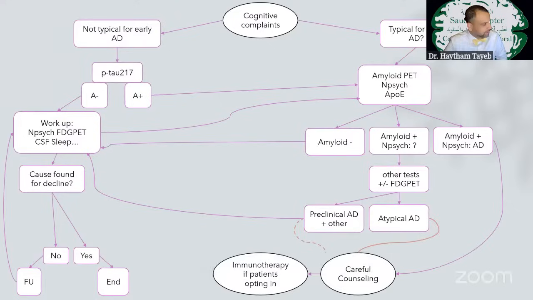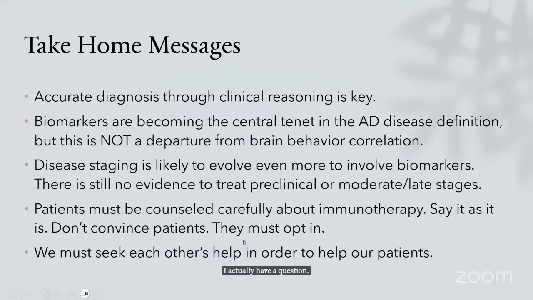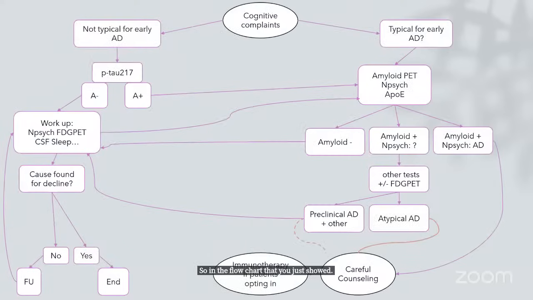So yeah. Any additional comments? I can leave you guys a question. Yeah. So, in the flow chart that you just showed, why don't you do the p-tau 217 for those who are typical for early AD?